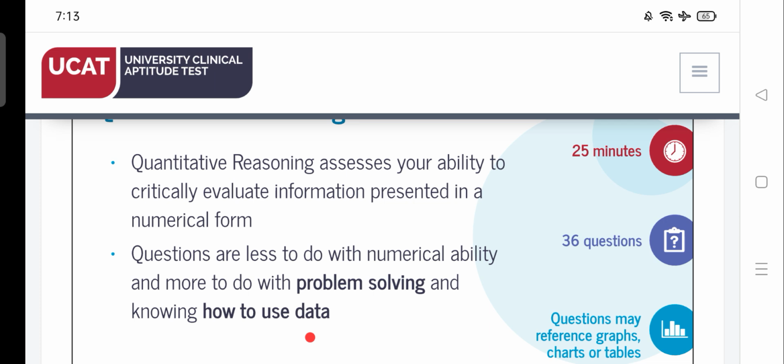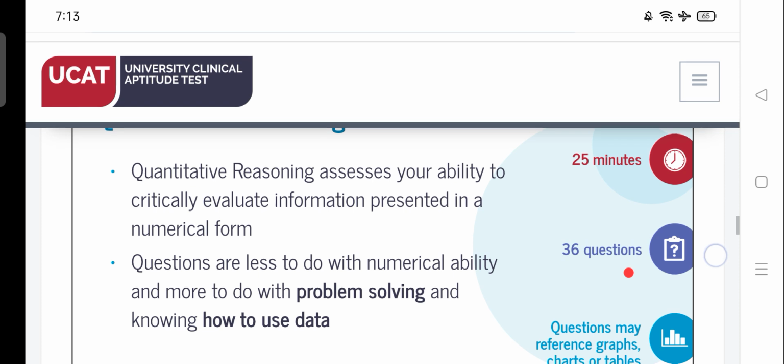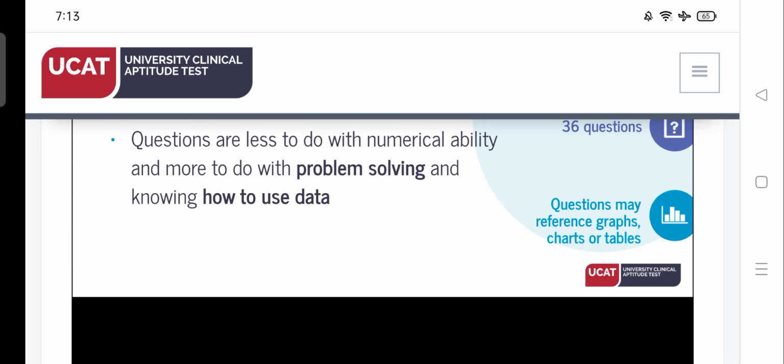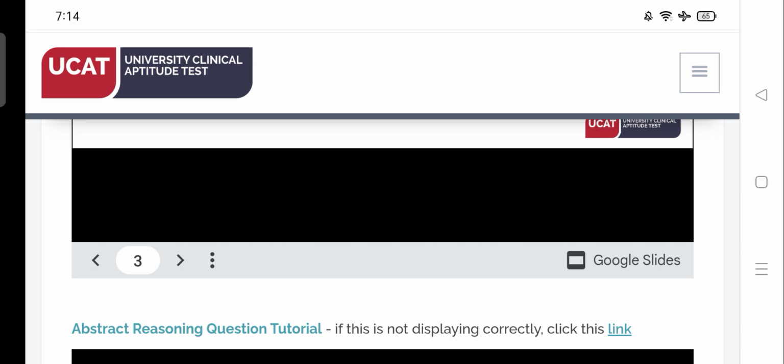Okay, if we talk about the time, we have only 25 minutes to solve this portion, and we have 36 questions included in this section. So 36 questions in 25 minutes, you have to solve all the questions in 25 minutes only. Questions may reference graphs, charts, or tables. It could be in the form of any graph, charts, or tables.